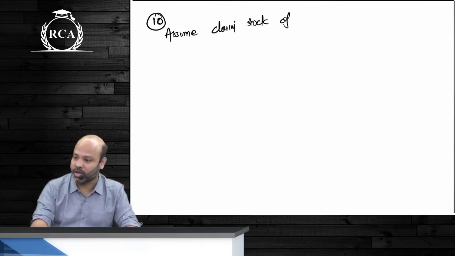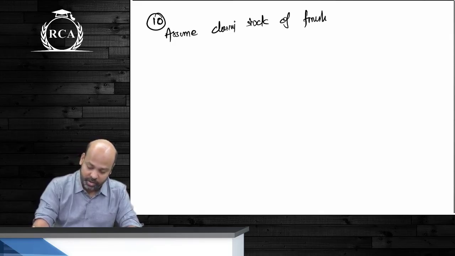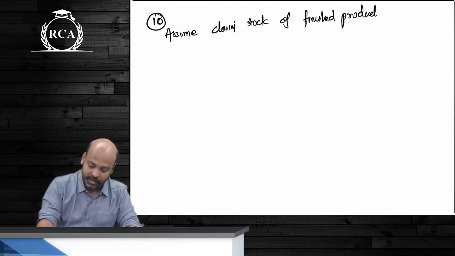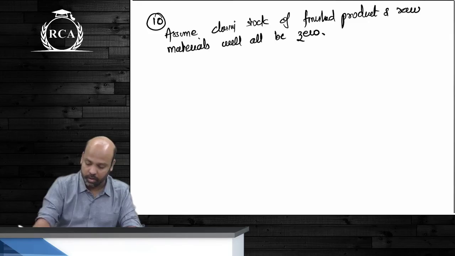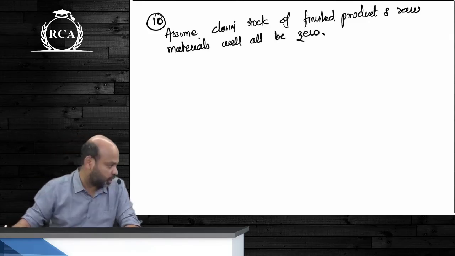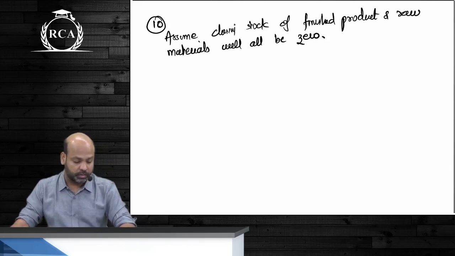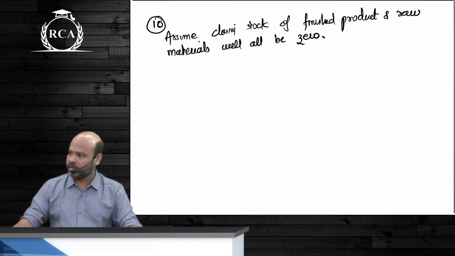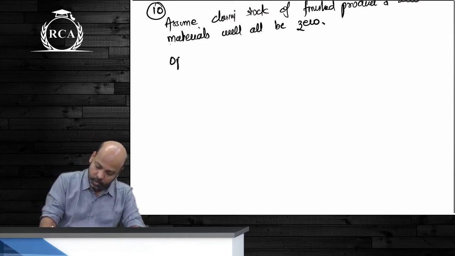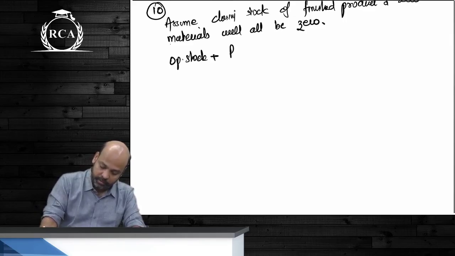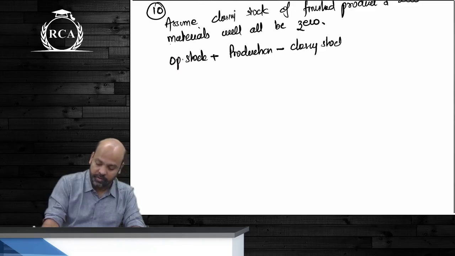Assume closing stock, guys, of finished product and raw materials will all be 0. Assume closing stock of finished product and raw materials will all be 0. Will all be 0, guys. Next. Opening stock plus production minus closing stock will be equal to sales.